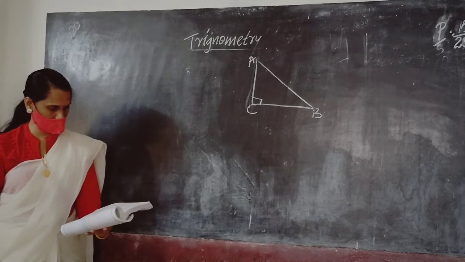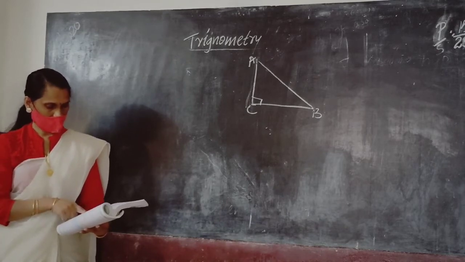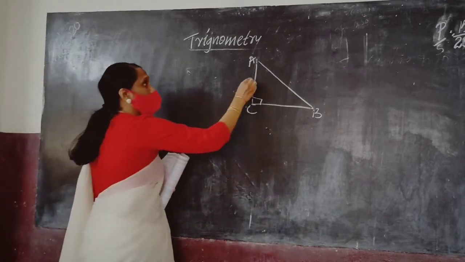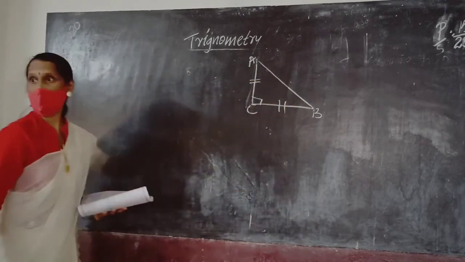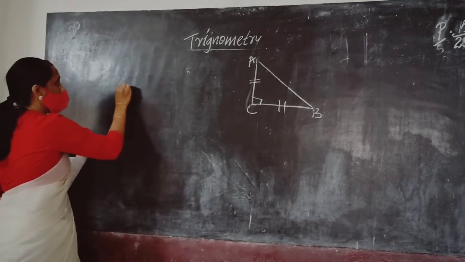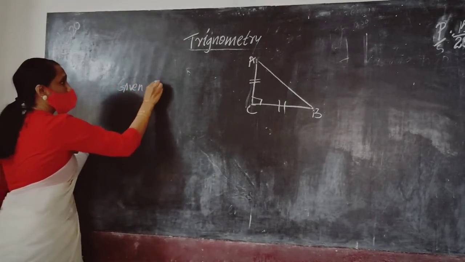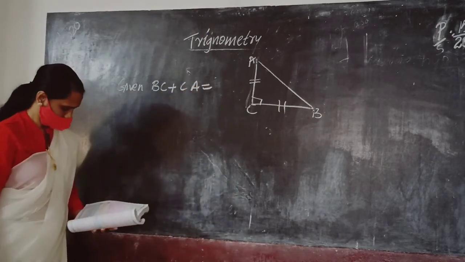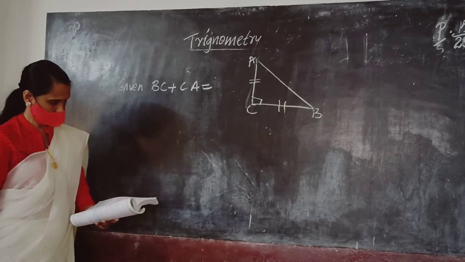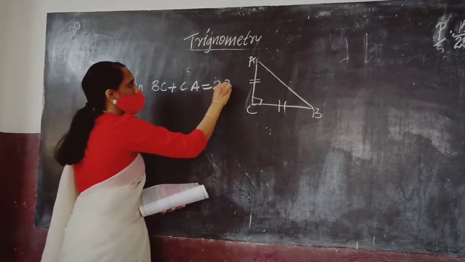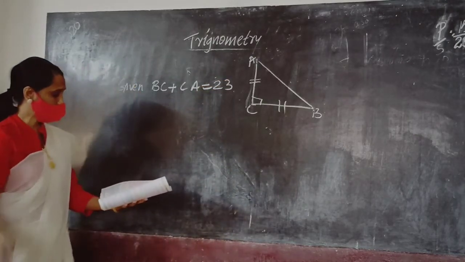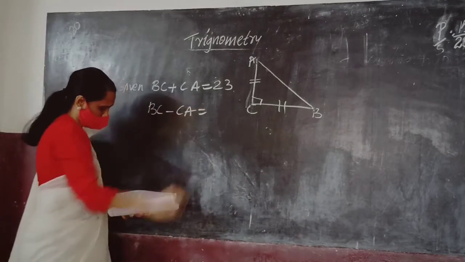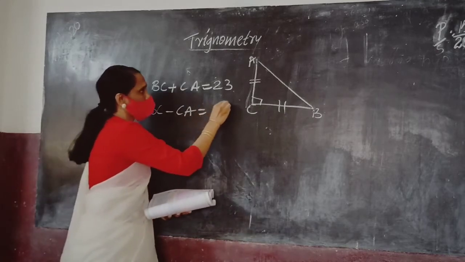So here one thing is given. BC plus CA equal to 23 centimeter. This one plus this one. That is given. Next, BC minus CA. That is also given, 7 centimeter.